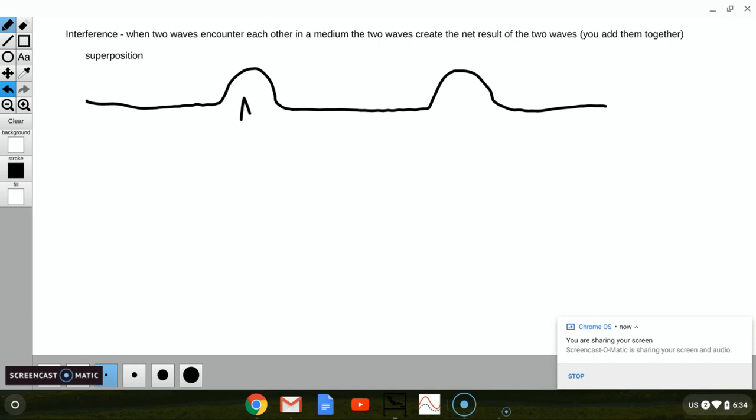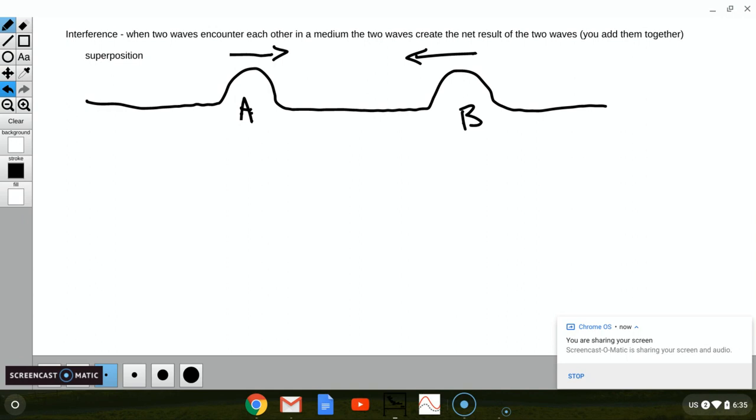Now we will call this wave pulse A. We'll call this one B. Wave pulse A will be traveling to the right. Wave pulse B will travel to the left. Now, this is actually one of those parts of physics that is actually intuitive. It's logical. It makes sense. There's no counterintuitive argument here. It is what it is.